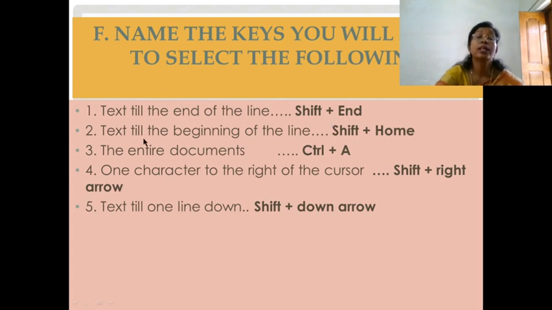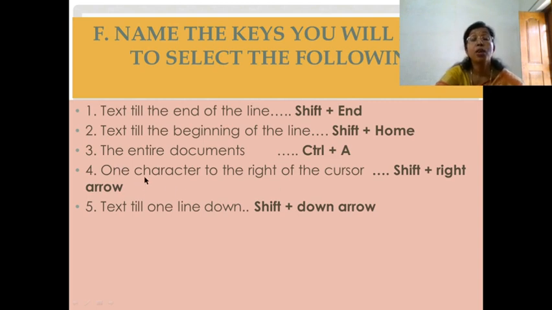Second question, text till the beginning of the line. We will use the key Shift plus Home. Okay, Shift plus Home. To select the entire document, you want to select the whole document, you will use keyboard shortcut Ctrl plus A. Okay, Ctrl plus A.